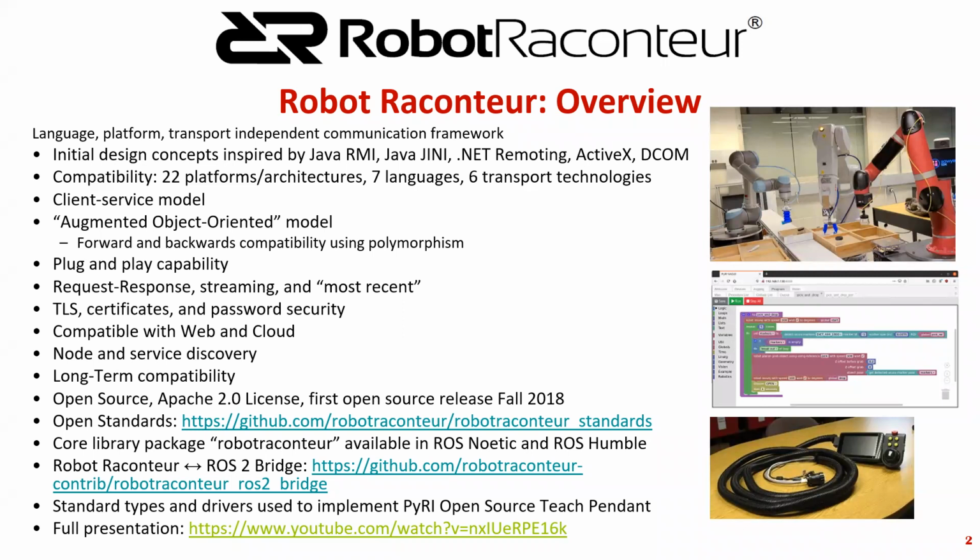It's designed to be very compatible and technology agnostic, so it runs on many languages, transports, and platforms, all the major ones. It's a client-service model. There's something called augmented object-oriented, meaning that we enhance the standard properties of object-oriented models to better work with automation systems. It allows for forward and backwards compatibility using polymorphism. I don't think I explained that in this lecture, but I can talk about that too. It's plug and play capable in two different ways we'll discuss later. It's designed for request-response, streaming, and most recent data, which is a way to handle the type of data semantics you have in a robotic system.